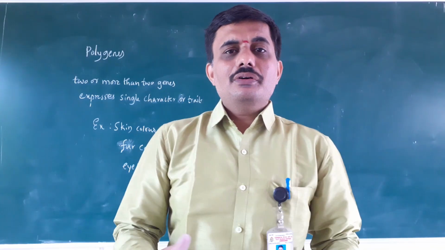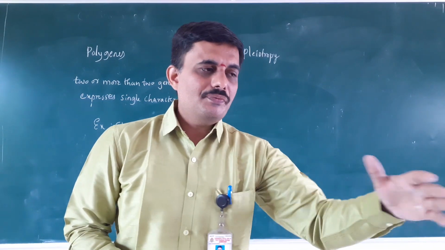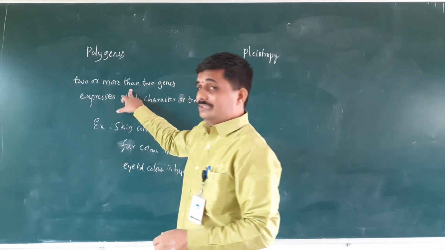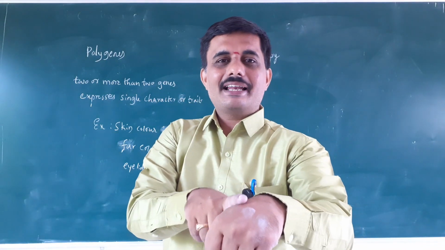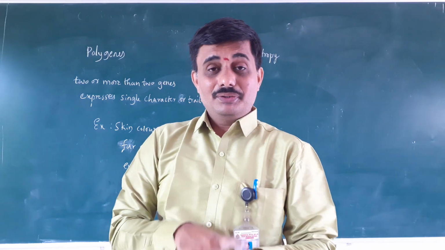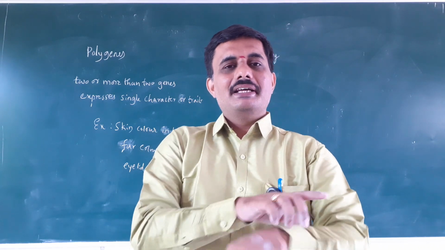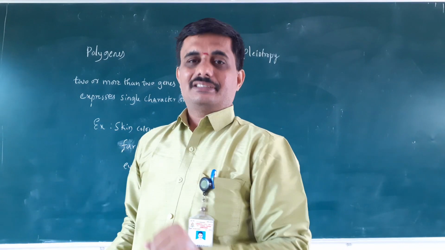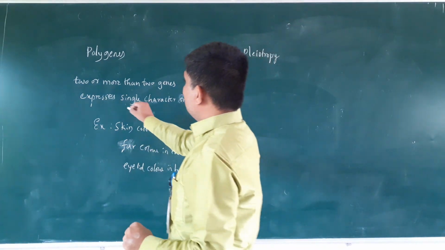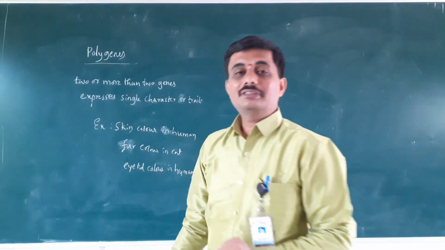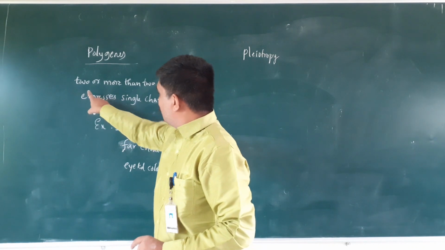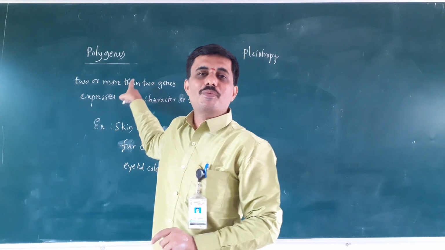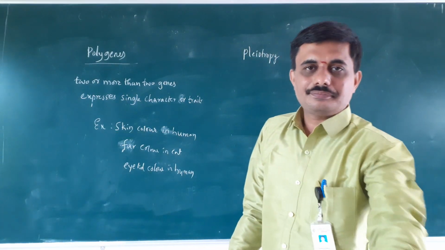So when we look at the skin color of different people, we find different colors because more than two genes are expressing only one character, the skin color. Because of this reason, the skin color of humans varies. Similarly, the eye color and the fur color in cats. So these are nothing but polygenes. The expression of one single character by two or more genes is called polygene.